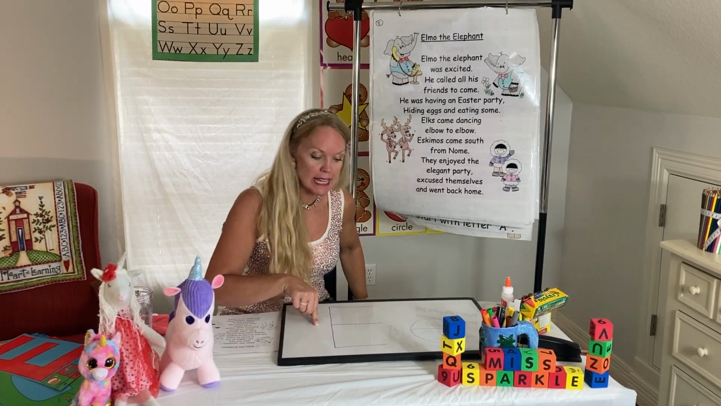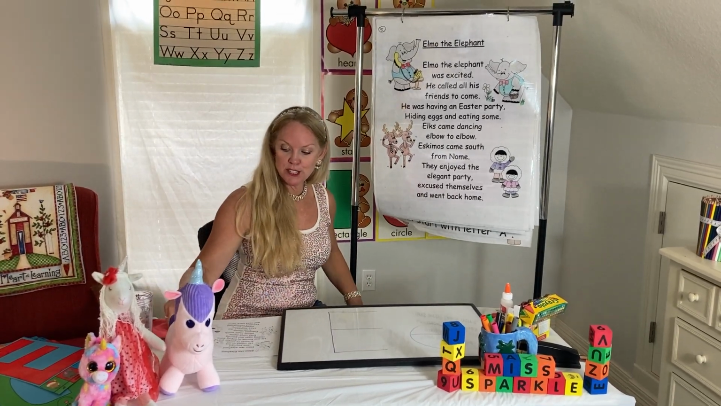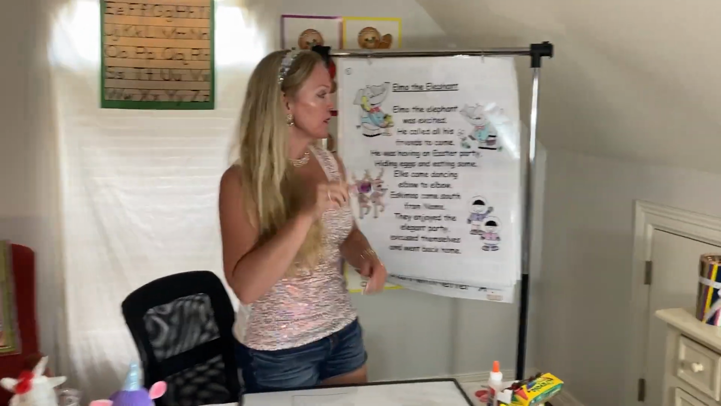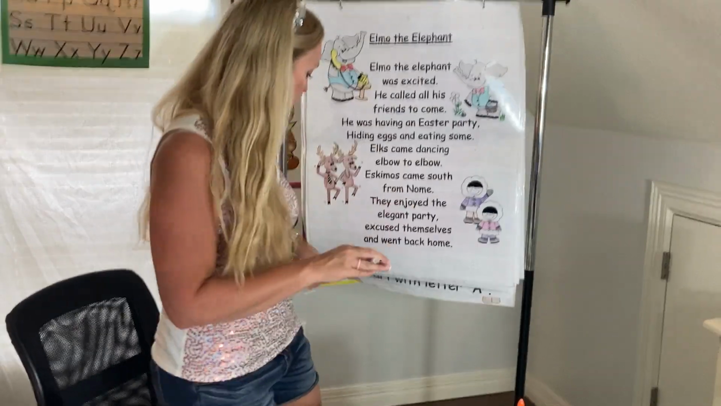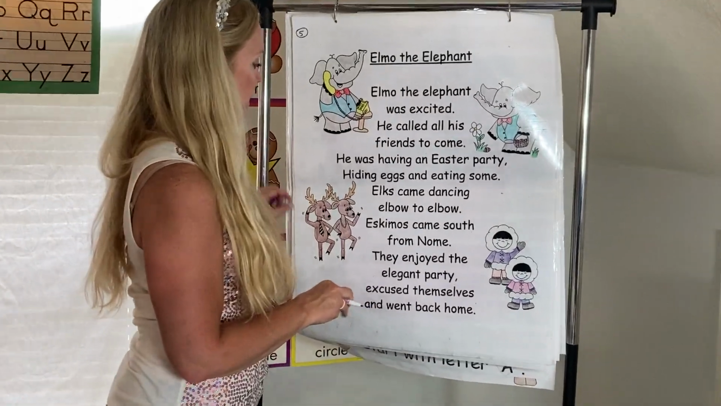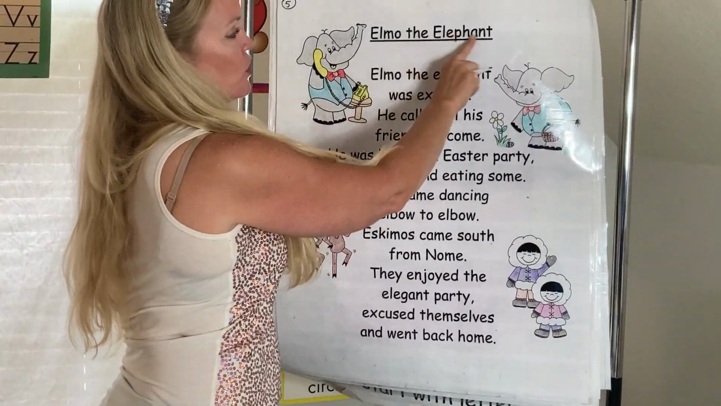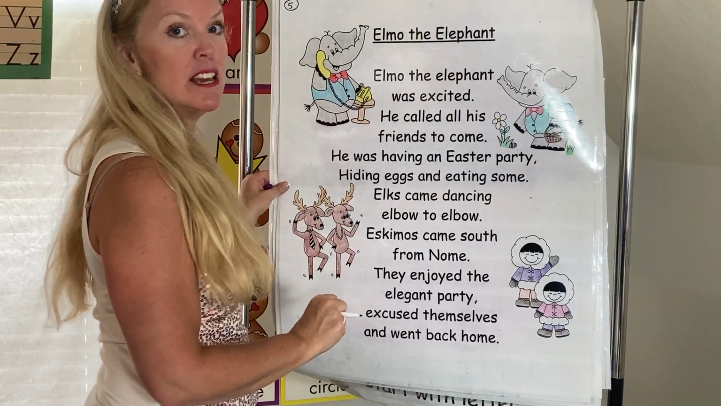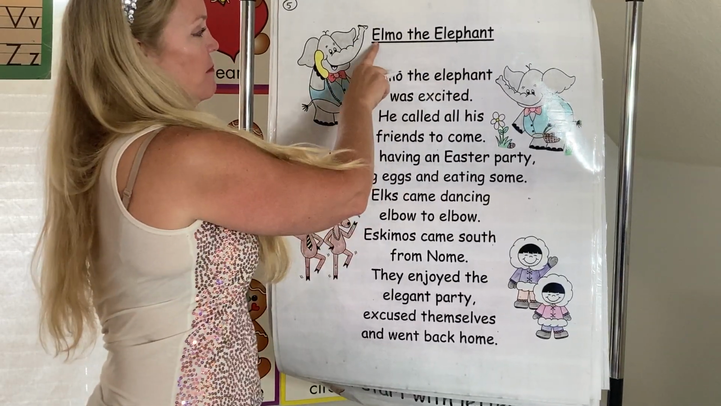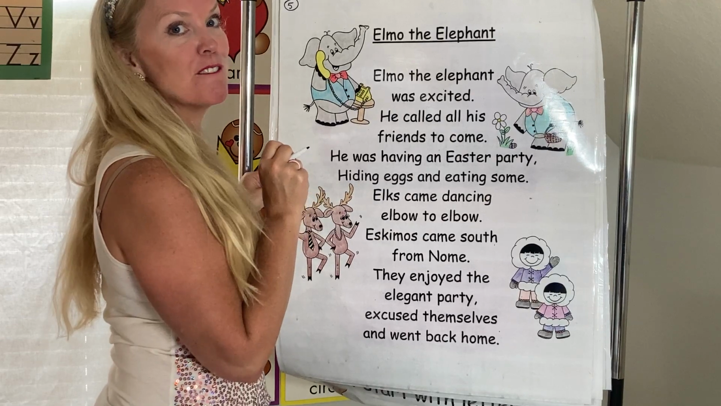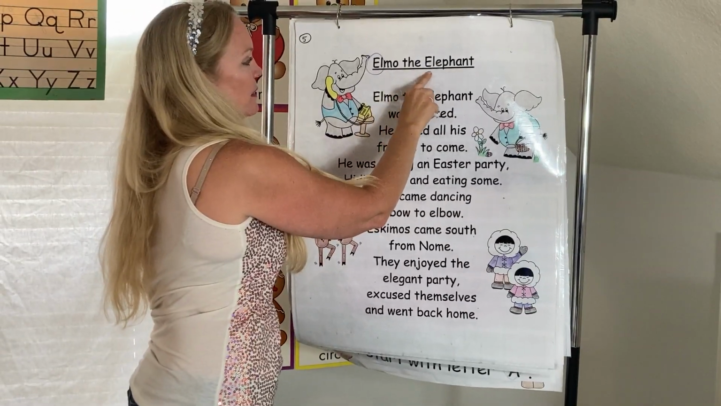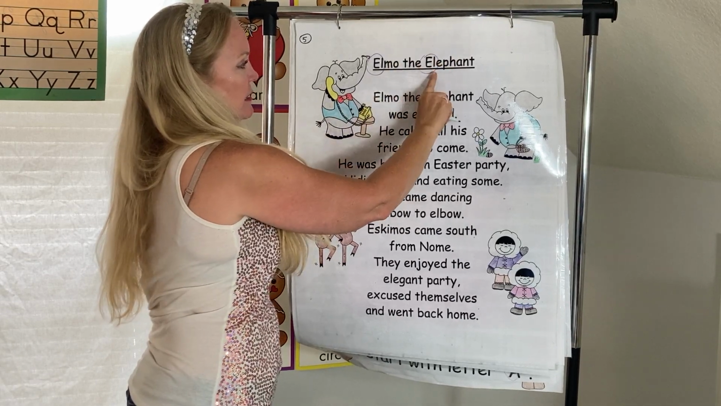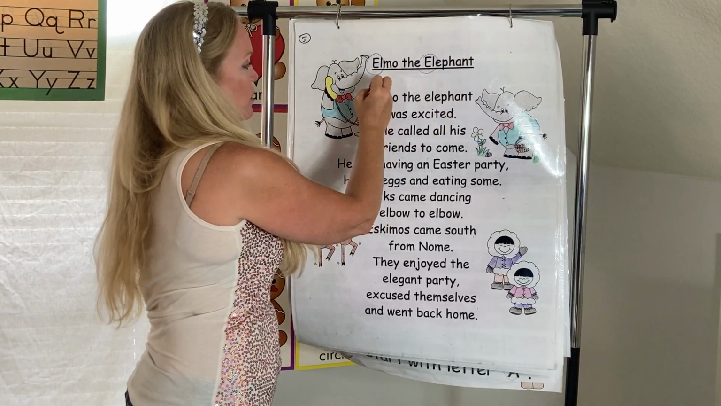My capital E is purple, so I'm going to use my purple marker. I'm going to find all my capital E's and I'm going to circle them purple. I'm going to start at the top and I'm going to track with my finger and see all the E's I can find. There's one capital E, the very first letter, so I'm going to circle it. Let's see if there's any more. There's one. There's one.